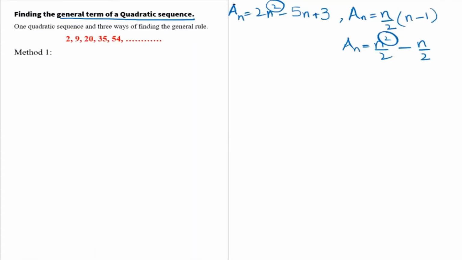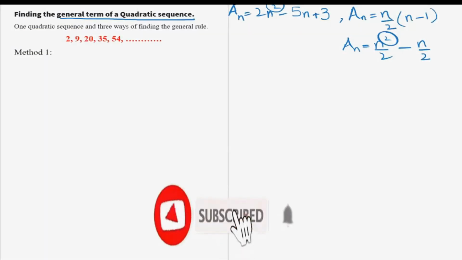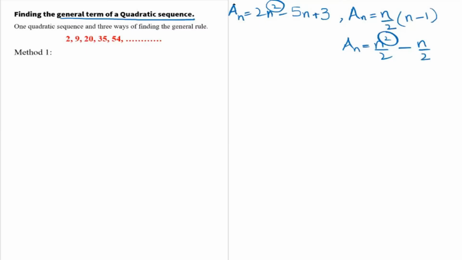Now, I have chosen this quadratic sequence on a very random basis. It is 2, 9, 20, 35, 54, and so on. In this video, we will have about 3 different methods, and I'll share all 3 methods with you. And there is no hard and fast rule which one is the better one. Any of these methods could be your preferred one. And at the end of the video, I will share which one I like the most to use.